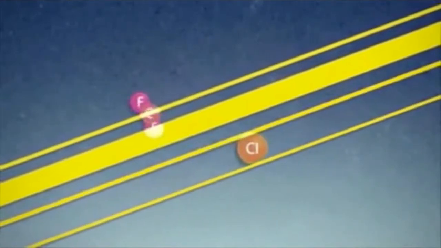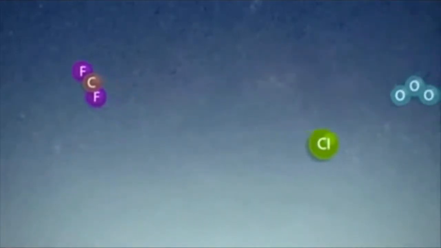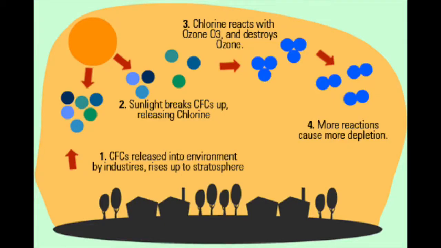When CFCs are high enough, UV radiation breaks up the CFCs and by doing so, produces chlorine atoms. Chlorine atoms react with ozone, and then that chlorine reacts with another oxygen atom to regenerate itself back to chlorine. So one chlorine molecule can destroy many ozone molecules. In fact, according to the US Environmental Protection Agency, one chlorine molecule can destroy more than 100,000 ozone molecules.